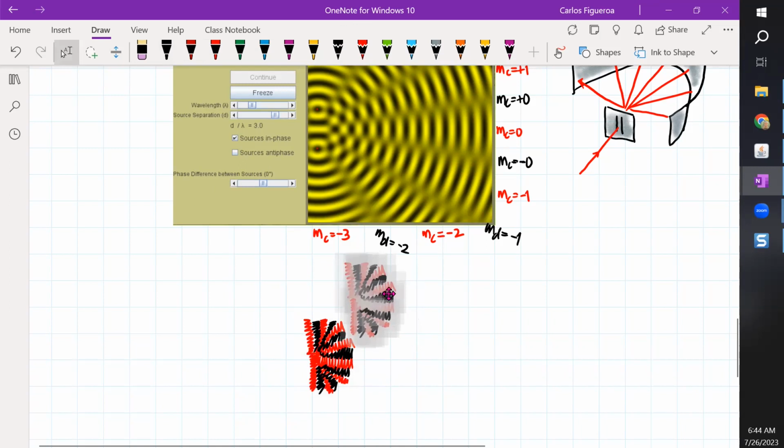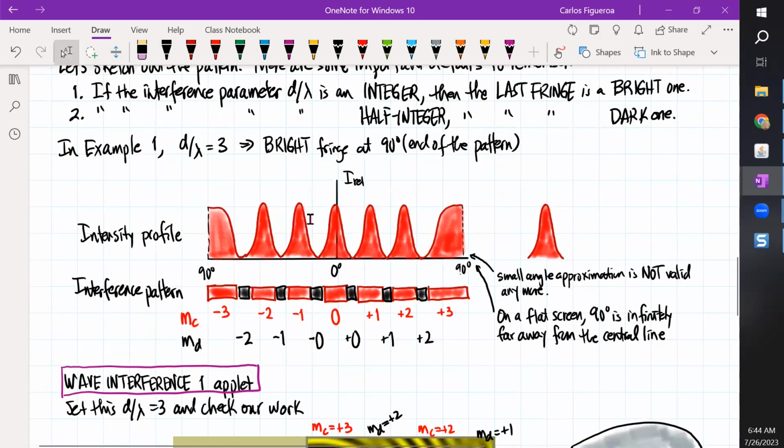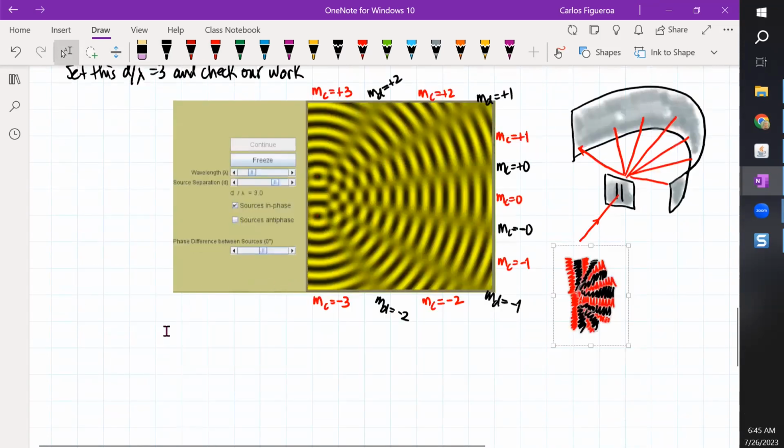That's not my preferred way to draw this pattern. My preferred way to draw them is with the intensity profile, because that's mathematical. And this is what you see in the lab situation. Okay, so now let's go to another example.